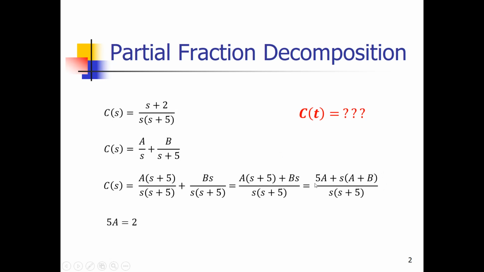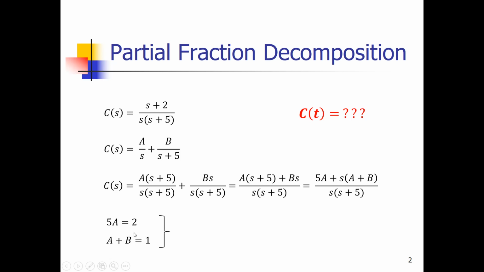So we can say 5 times a, which is the constant value in this numerator, should be equal to this numerator, which is equal to 2. And also the parts multiplied with s, so a plus b times s over here should be equal to 1 times s over here. So a plus b should be equal to 1. So now we have two expressions and two unknown values, so we can solve a and b.